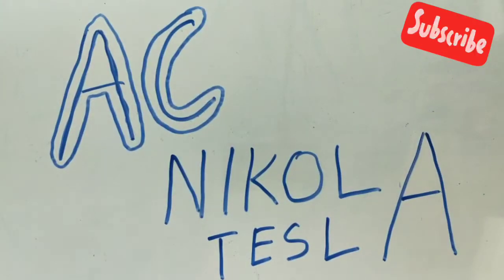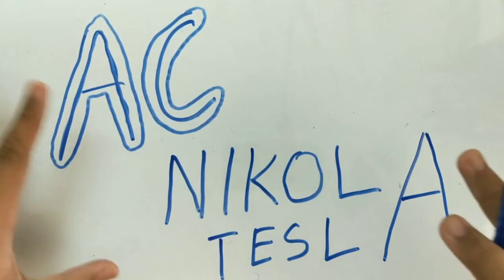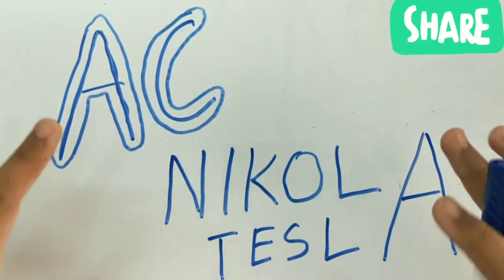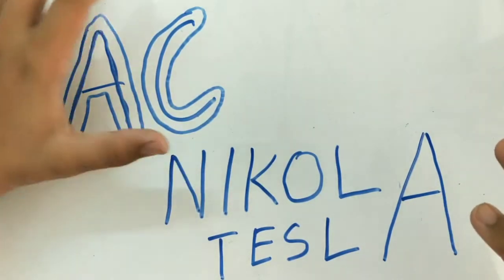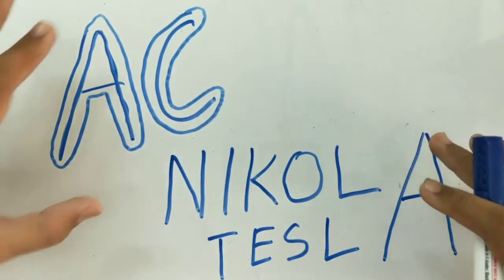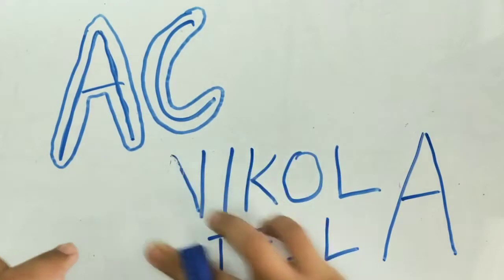Hello guys, today I'll briefly explain what AC, or AC current, means. AC current was first discovered by the scientist Nikola Tesla, and AC stands for alternating current. So let's begin.